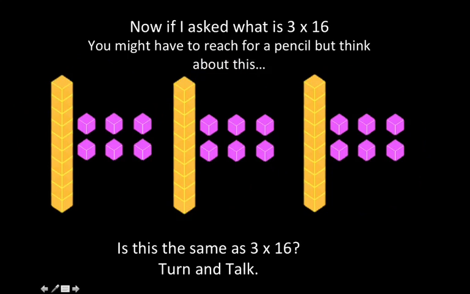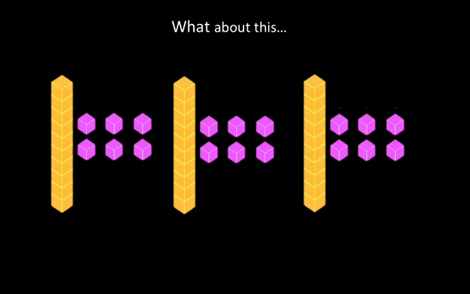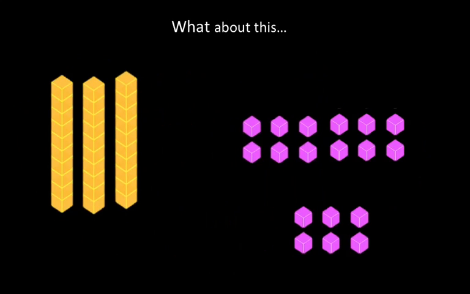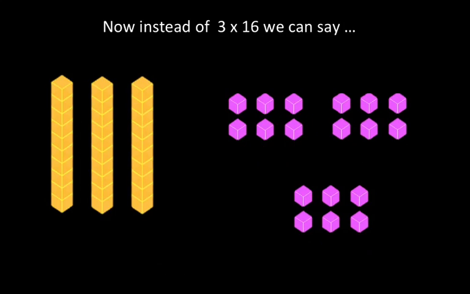In order to do this, we're going to just take these rods and we're going to rearrange them. We're going to group all the 10 rods and all the 1 cubes together. Now, before we go on, I want you to think about this. Do I have the same number of cubes on the screen as I did before? Is this still 3 times 16? Well, let's take a look.